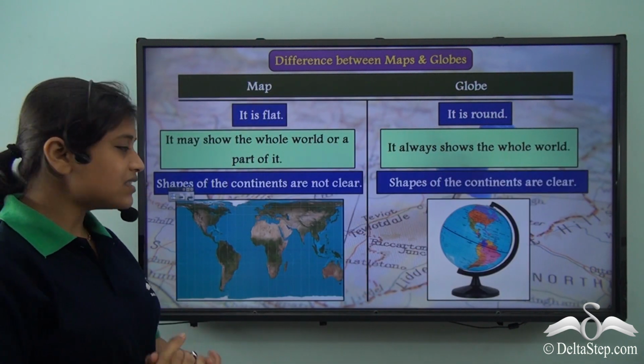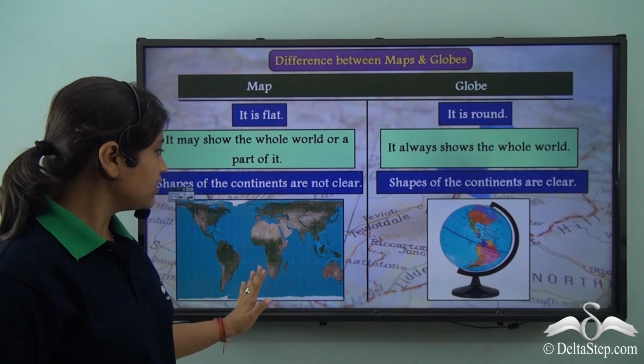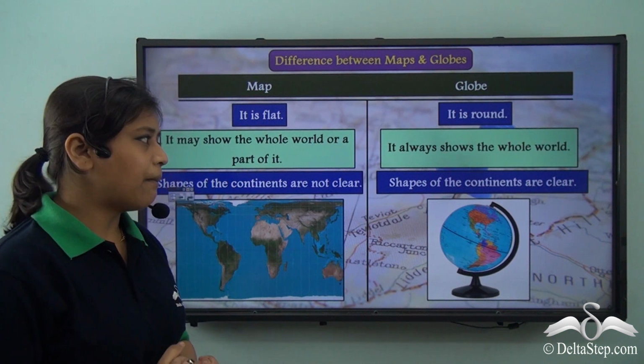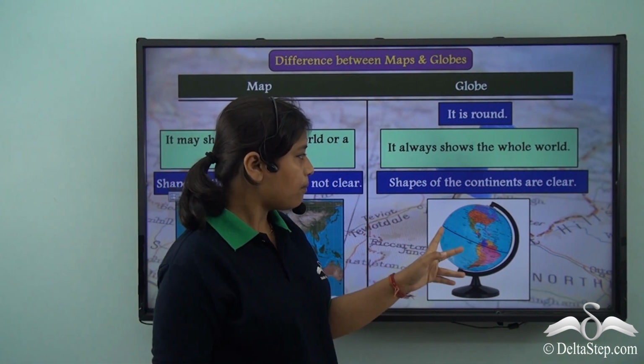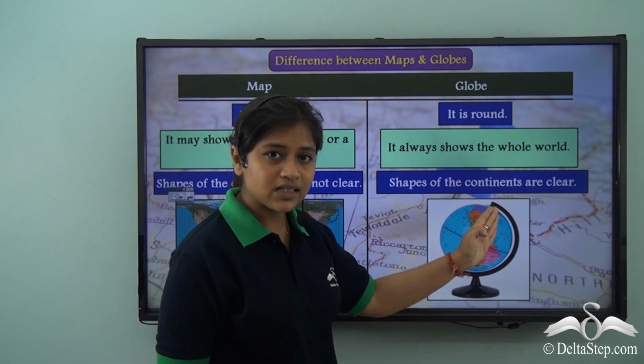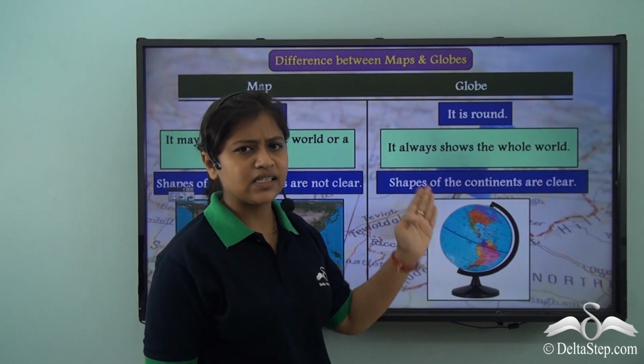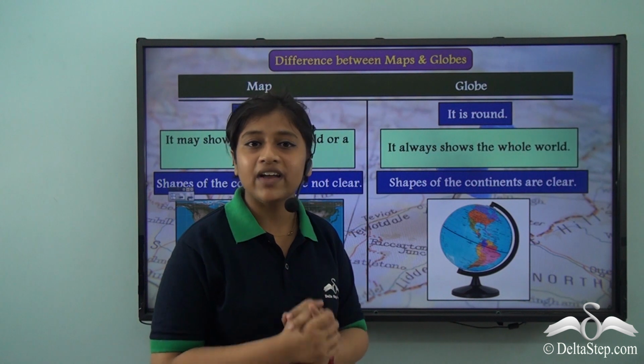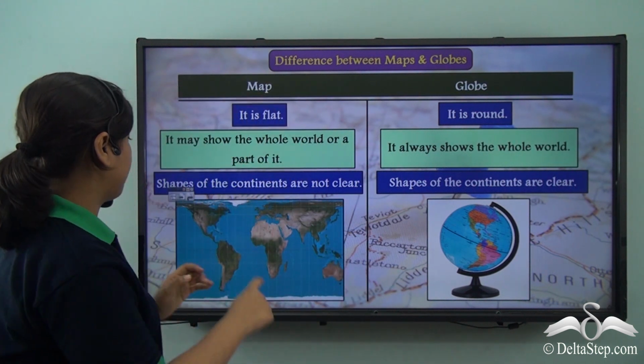Well, now since maps are two-dimensional, the shapes of the continents are not very clear. But while we are talking of a globe, the shapes of the continents or of other cities, states, etc., are very clear and very accurate.